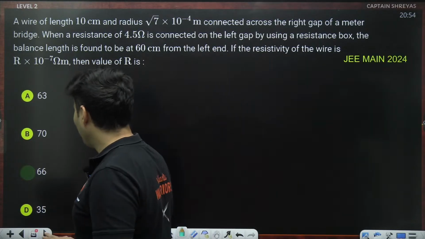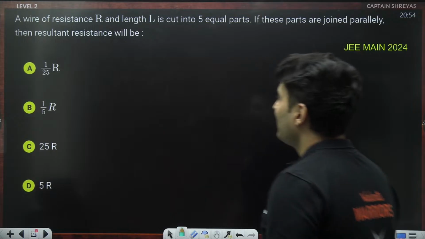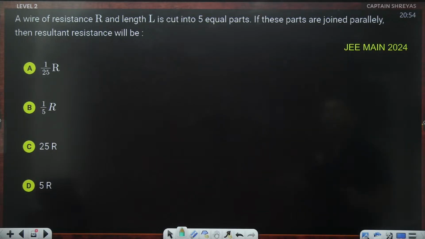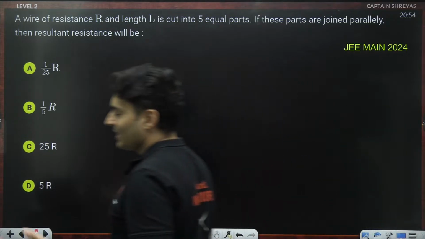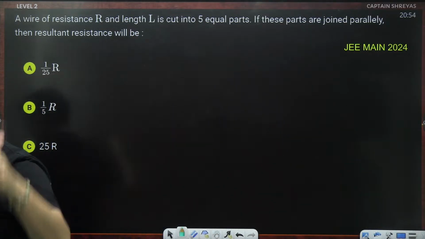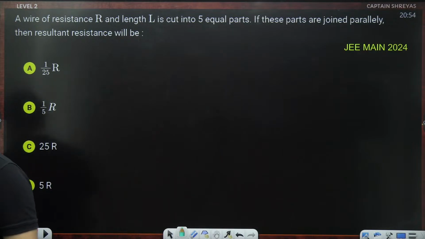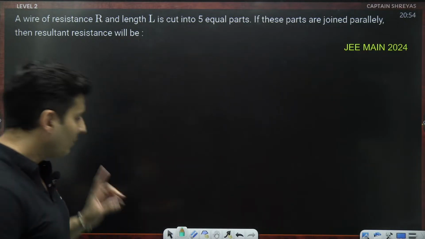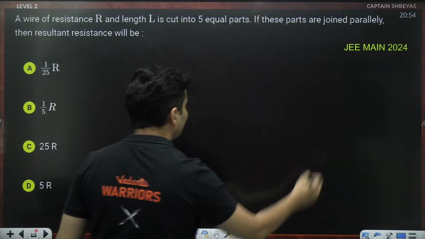Right. So moving on. Next, there is a wire of certain resistance and length L cut into 5 equal parts. These parts are joined in parallel. What is the new resistance? Guys, I want you to solve this and tell me the answer. This is very, very simple, but tricky also. You might make a silly mistake.